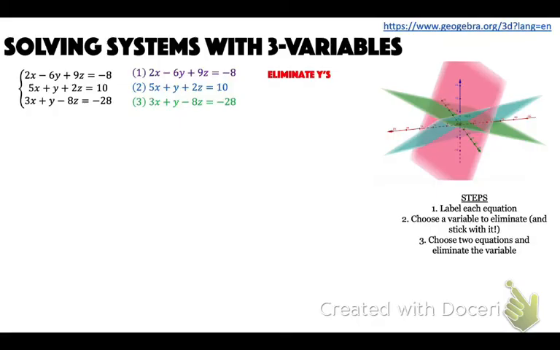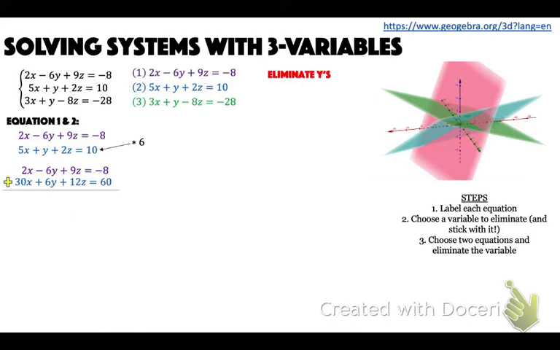So we've chosen our variable. Now we're going to choose 2 equations and eliminate the variable. So I'm just going to take equations 1 and 2 right now. To eliminate this variable, I need to multiply that blue equation by 6. And we'll get 30x plus 6y plus 12z equals 60. And I just rewrote the purple equation. Now, if we add these 2 equations together, the y's are going to cancel. And I'll be left with 32x plus 21z equals 52. And I am going to call this equation number 4. Okay, it really helps to label your equations.